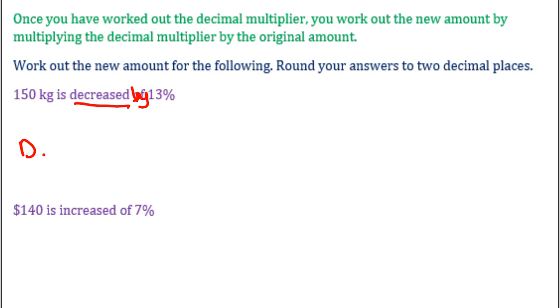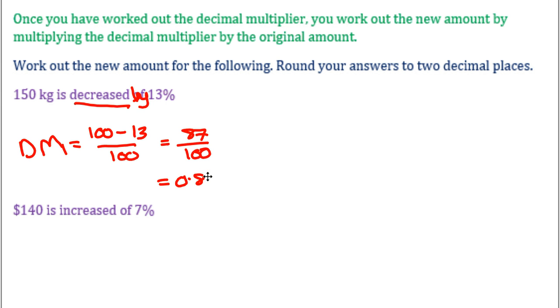And is it an increase or a decrease? Right, it's a decrease. So 100 minus the percent, 13 over 100, equals 87 over 100, equals 0.87. It's our little decimal multiplier.